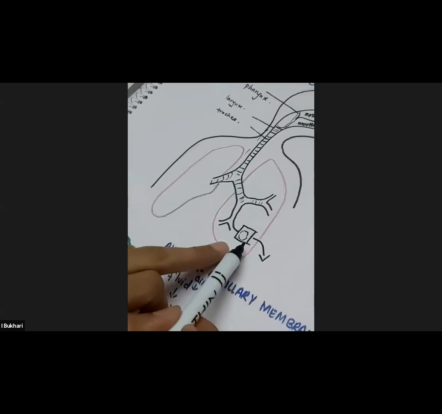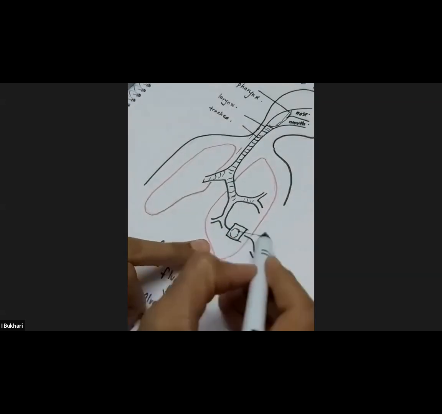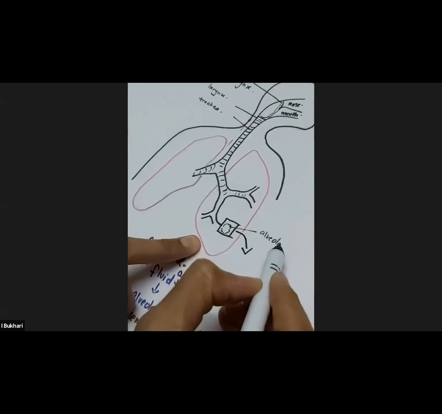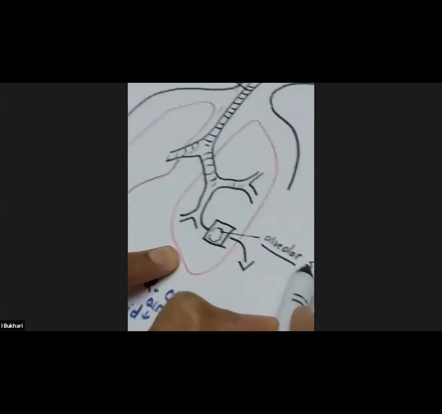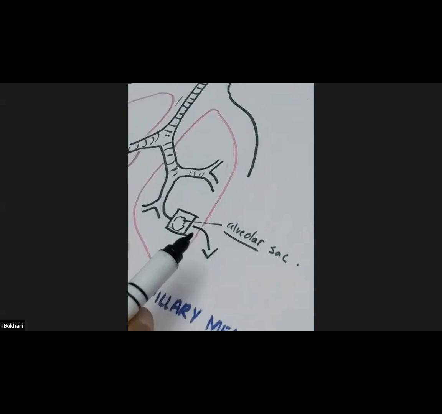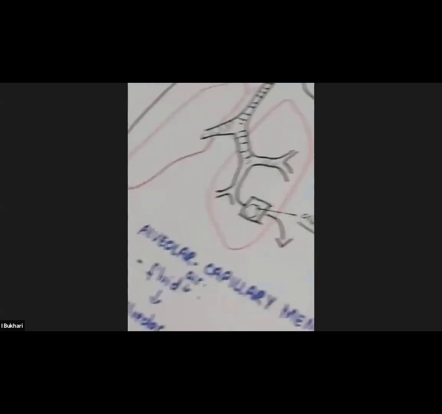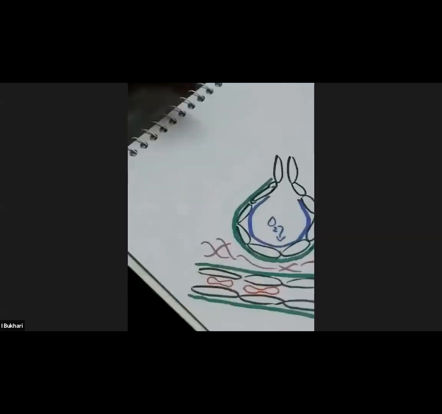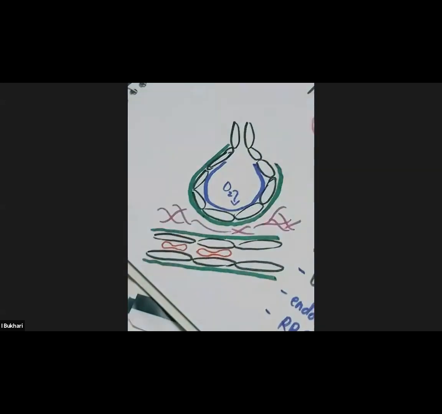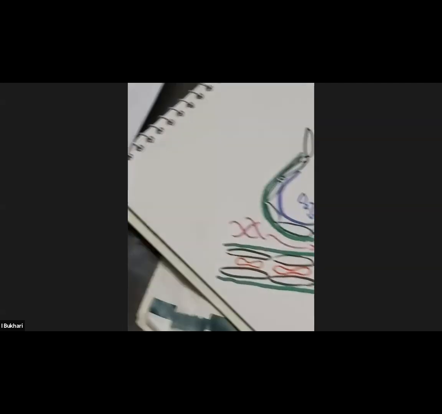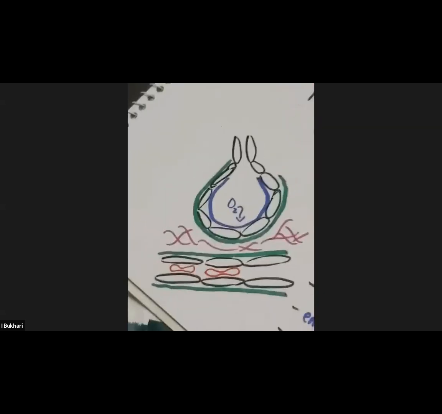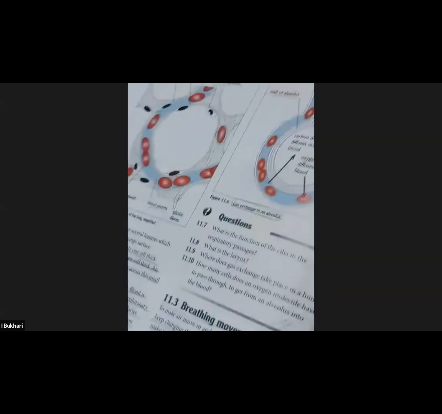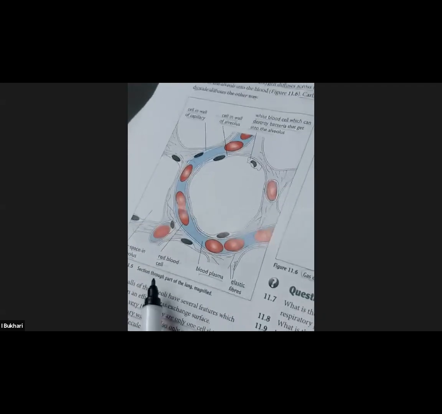Now we are going to focus on this part. What is this? Alveolar sac. We are going to talk about gaseous exchange now. So this is the alveolar sac, and I'm going to zoom in. I zoomed in and I made this diagram. I hope you can understand my diagram. By the way, this is the same diagram which is given in your book, 11.5, simplified.